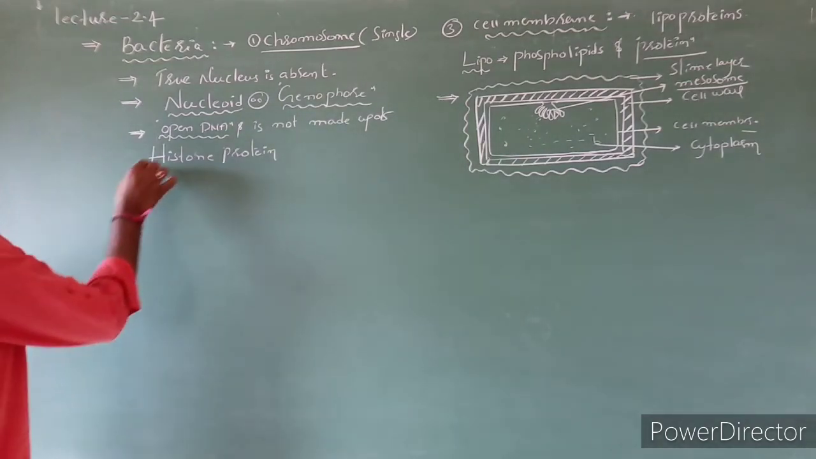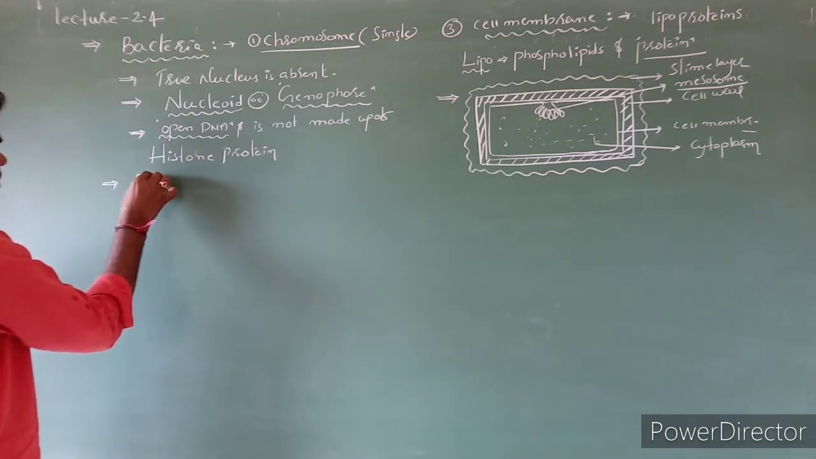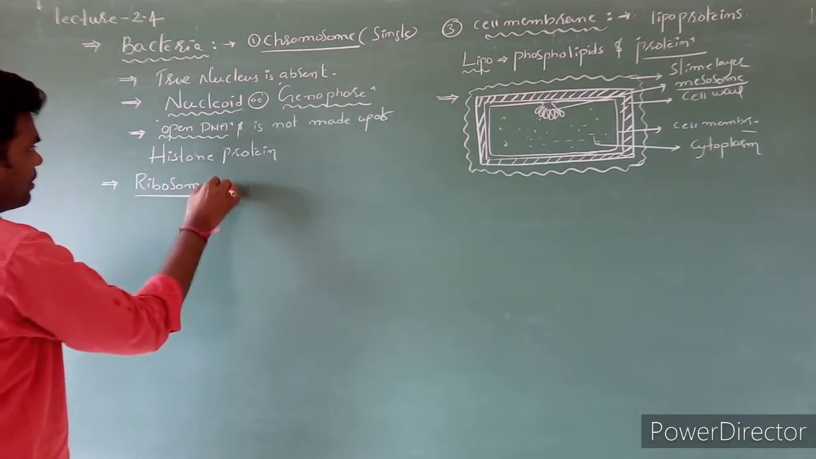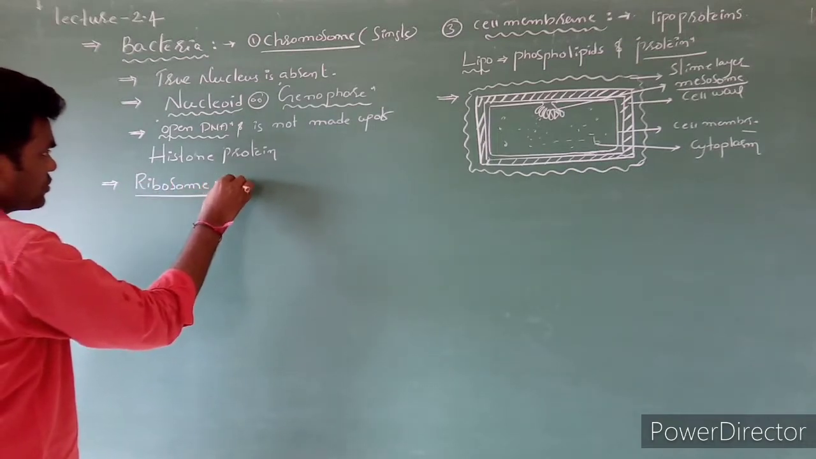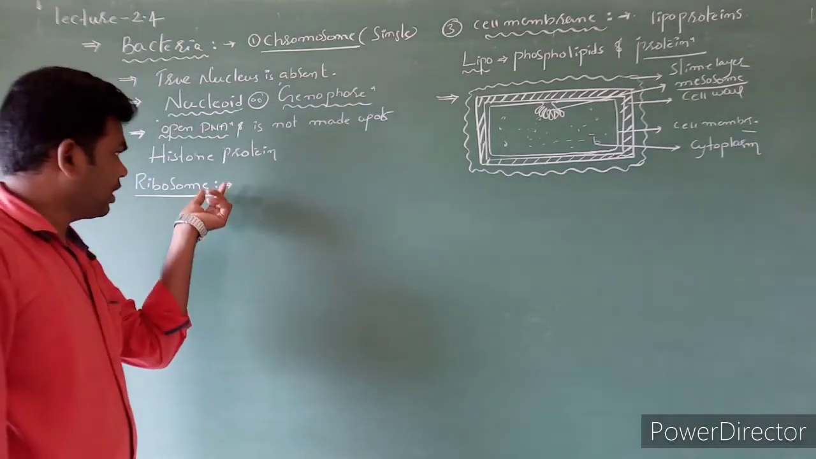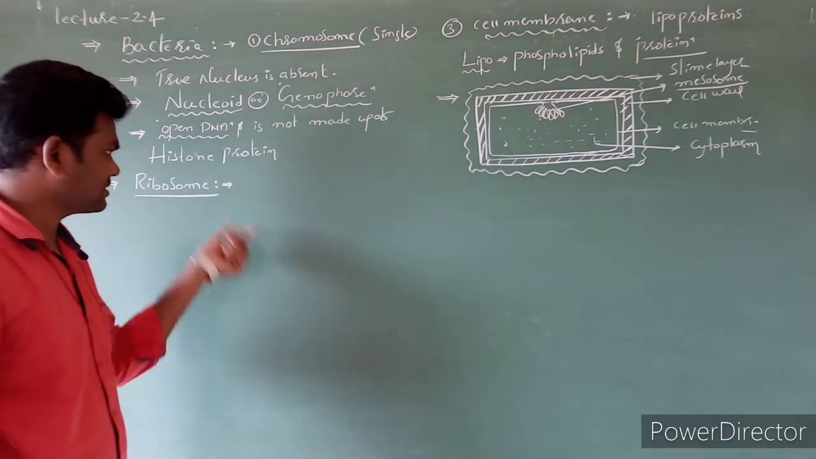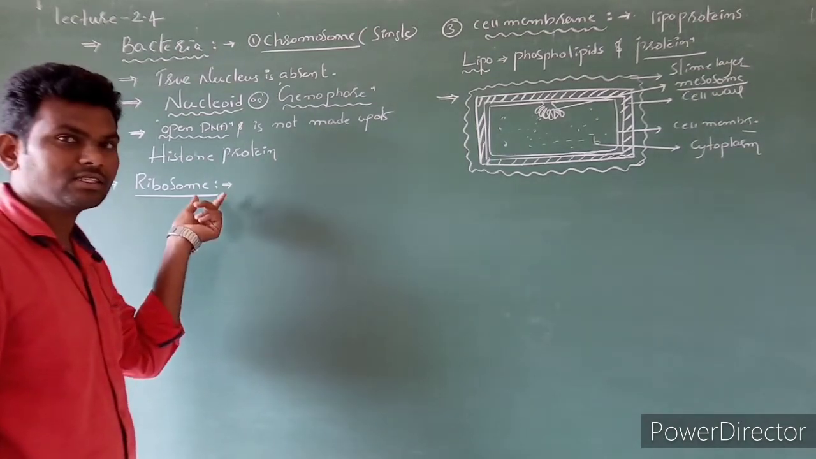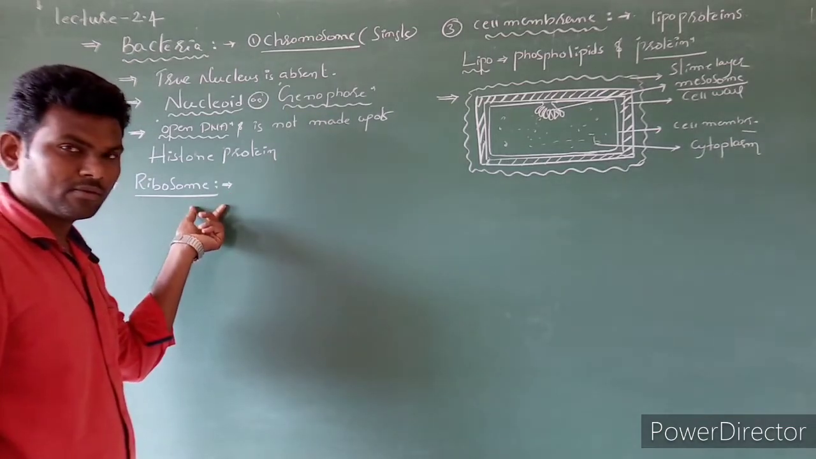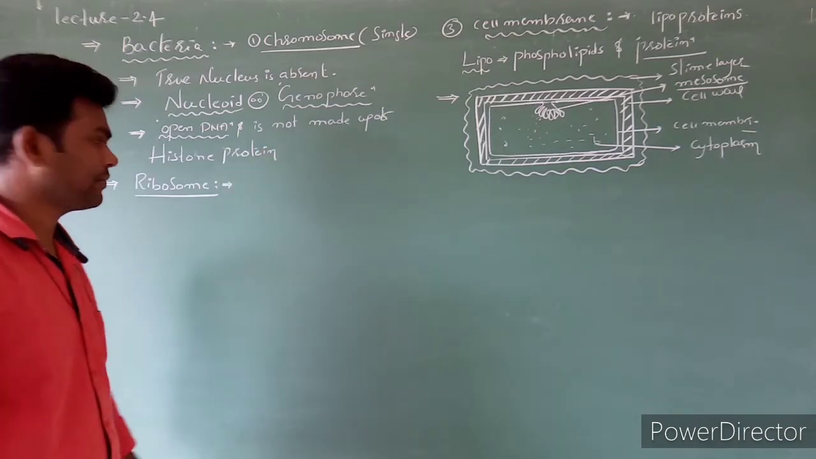Next, after the chromosome, we are going to discuss ribosomes. And you know very well what the function of ribosomes is. On ribosomes, protein synthesis occurs. It is a factory of protein production in the cytoplasm.